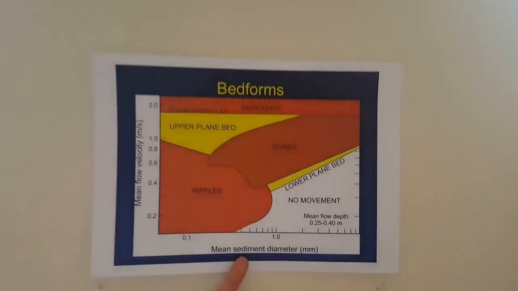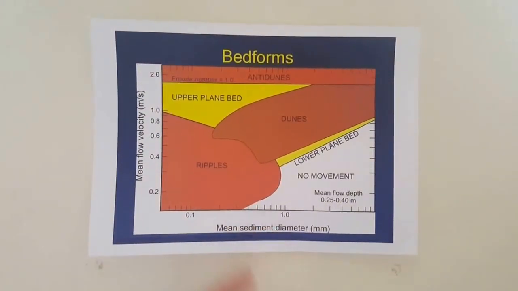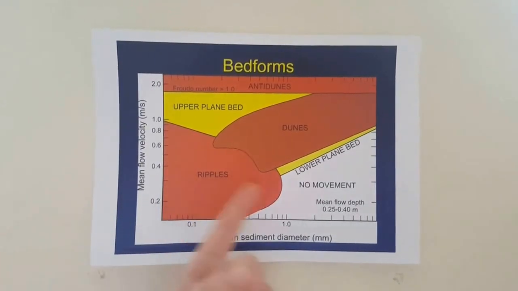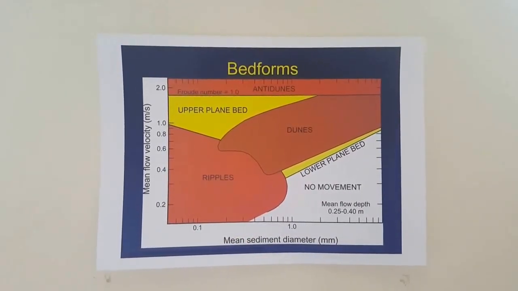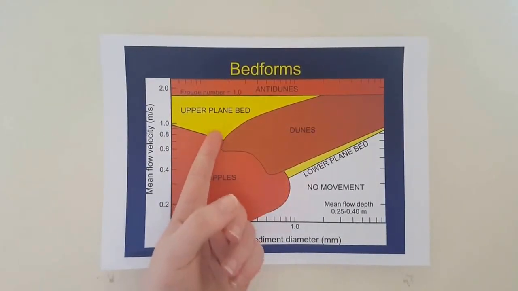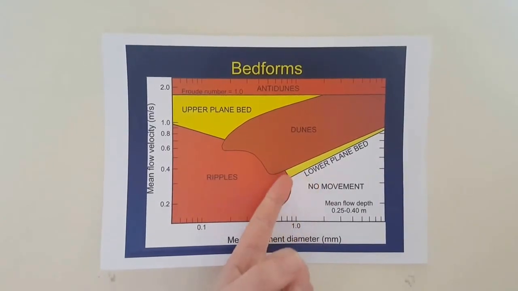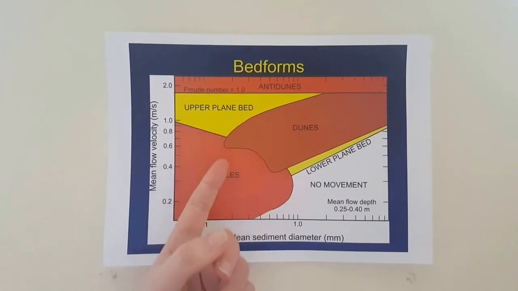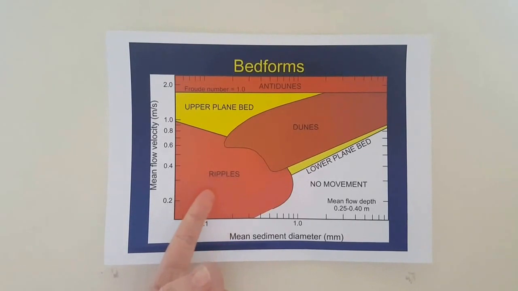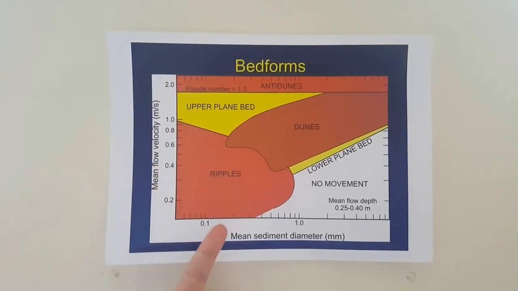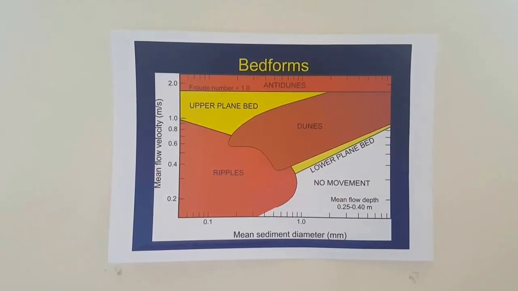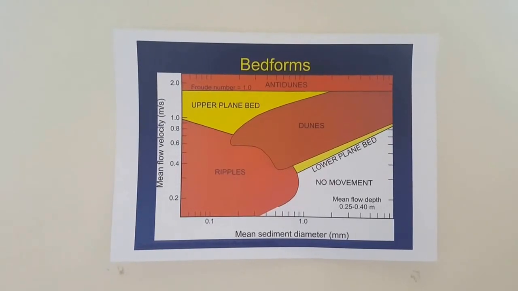Cheers, Gianni. It is important to understand that bed forms are a function of mean flow velocity and mean sediment diameter. This graph shows the specific conditions under which each of the geological features will form. Upper and lower plain beds are shown here and here in the yellow areas. Upper plain beds form with an upper flow regime at a higher mean velocity, whereas lower plain beds form in the lower flow regime when the sediment diameter is higher.